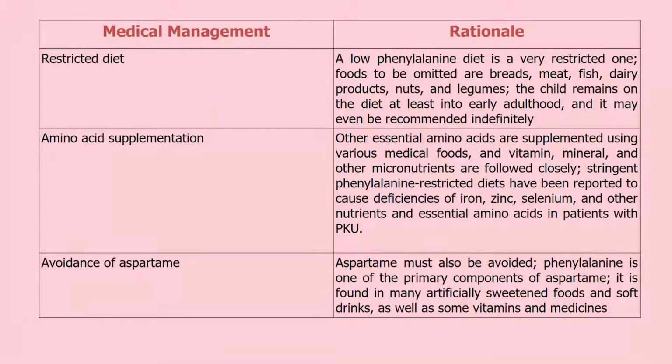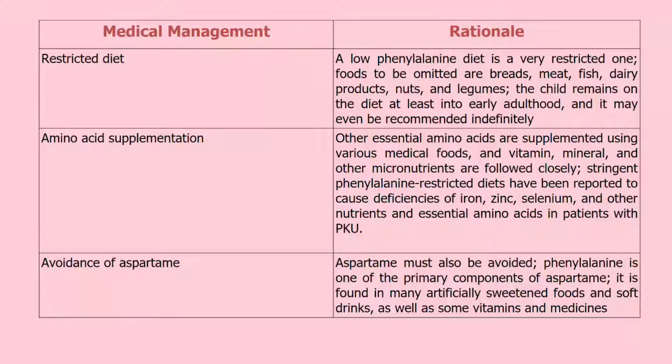Restricted diet. A low phenylalanine diet is a very restricted one. Foods to be omitted are breads, meat, fish, dairy products, nuts, and legumes. The child remains on the diet at least into early adulthood, and it may even be recommended indefinitely.